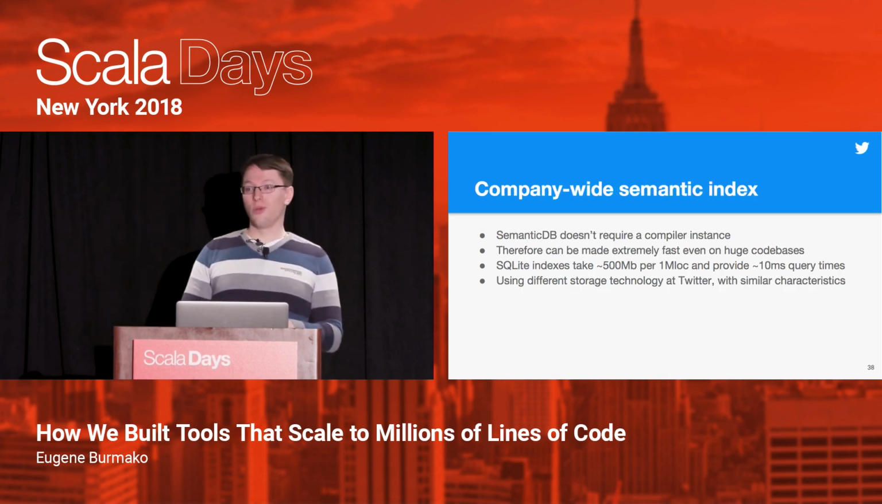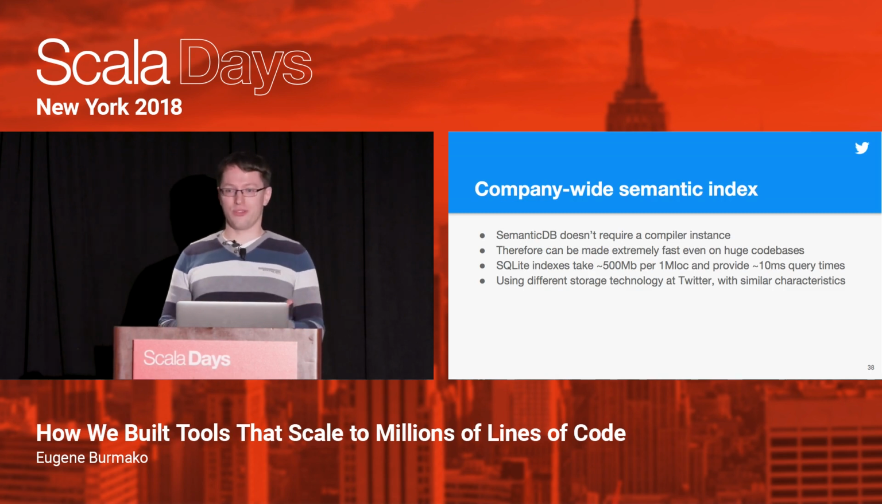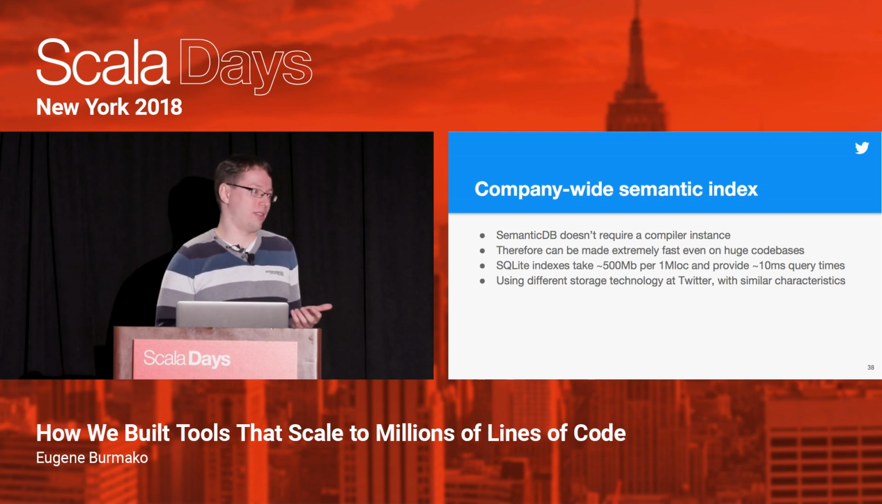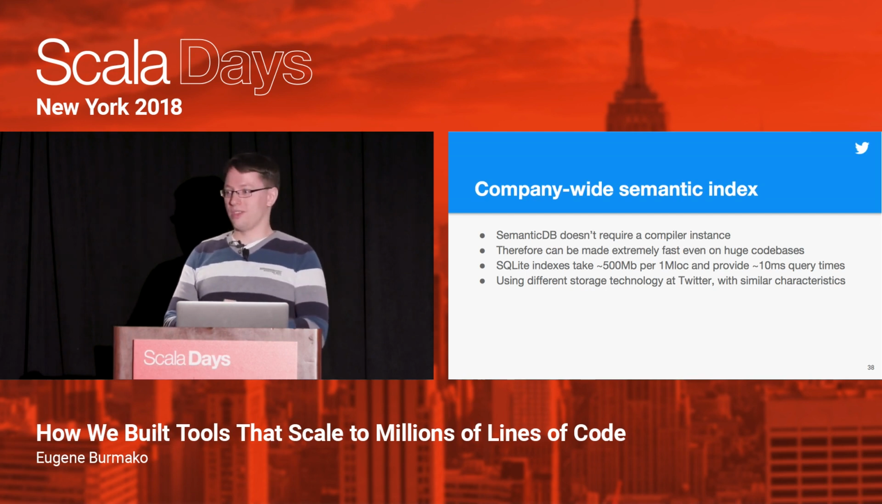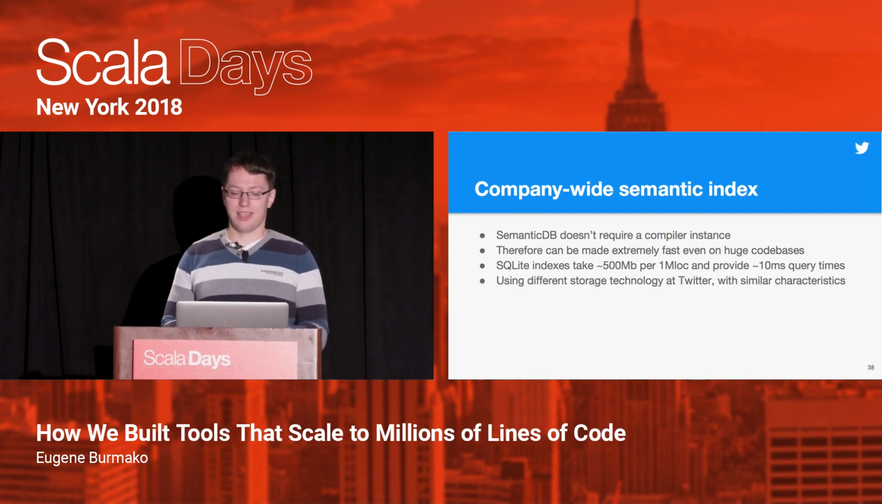So first of all, one of the good things about having a closed code base, having a mono repo, is that we can have company-wide things. So one thing that I would like to talk about is a company-wide semantic index. So we can take all those semantic DB payloads, which are just case classes in protobuf bindings, and then we can index them. So that's one experiment that we did last year.